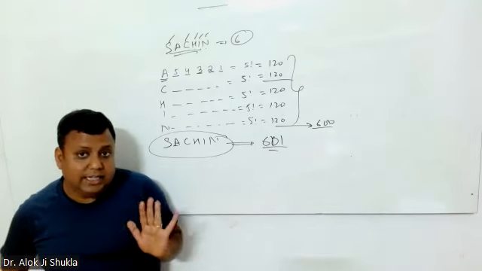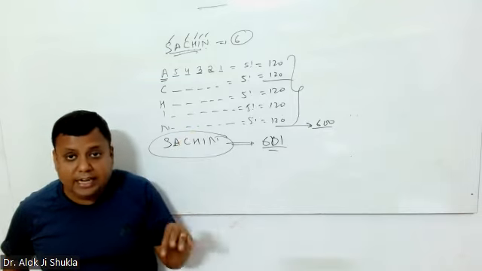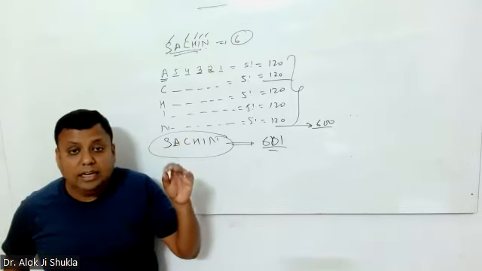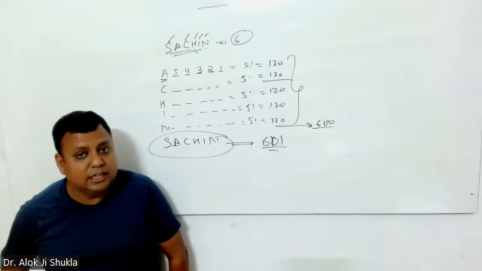I have a word, Sachin. I have to arrange it in a dictionary. I have to arrange it as the different permutations of Sachin will be arranged in a dictionary.